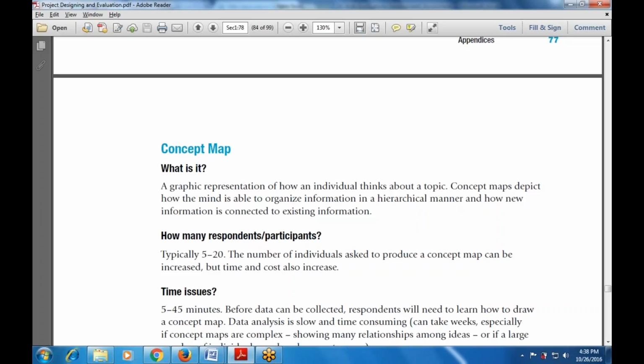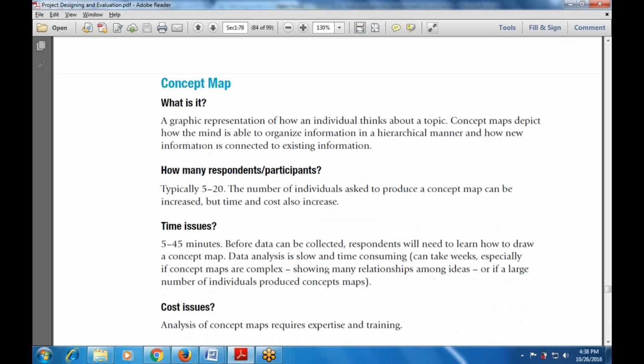The next one is the time issues. What are the time issues? It is from 5 to 45 minutes. Before data can be collected, respondents will need to learn how to draw a concept map. How to draw means how to make a pictorial representation of a concept map. The data analysis is slow and time consuming.